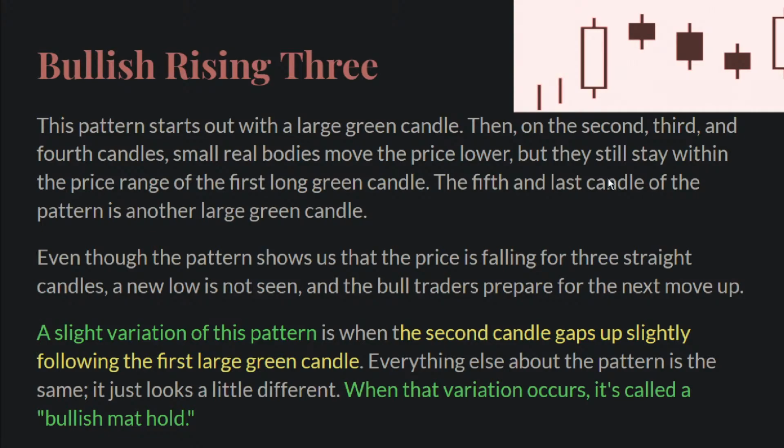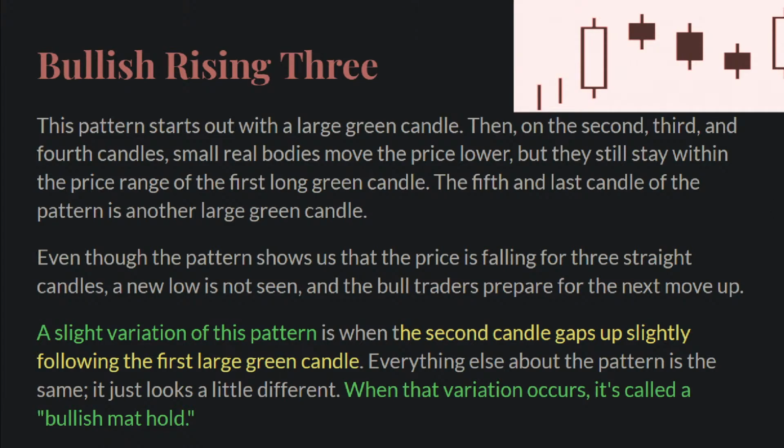And then the bullish rising three is pretty much the inverse of that. It exactly is. The pattern starts with a large green candle, and then the second, third, and fourth candles are small real bodies that move the price lower, but they still stay within that first green candle. And then the fifth candle wipes all that out and potentially even continues further, depending on your momentum and other indications that you should be using. Even though the pattern shows us that the price is falling for three straight candles, a new low has not been seen. So we're still within this candle, and the bull traders prepare for the next move up.